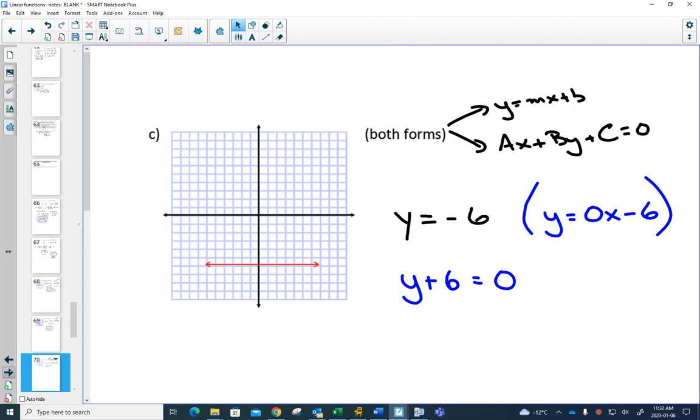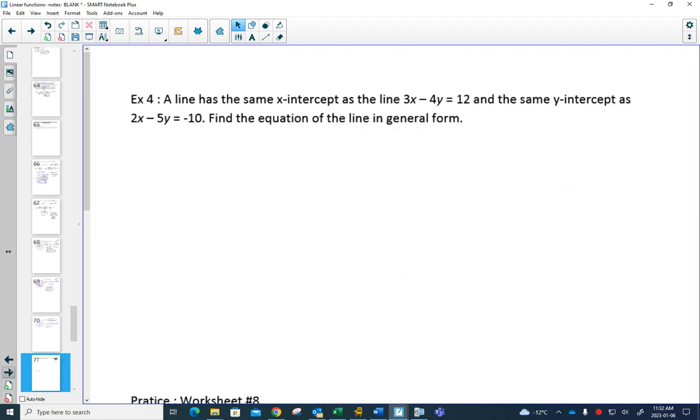Horizontal and vertical lines are easier equations, but they don't necessarily follow the rules the same way. That makes them a little bit tricky sometimes, because you don't see them very often, so it's easy to forget about them, and then you can sometimes run into problems.